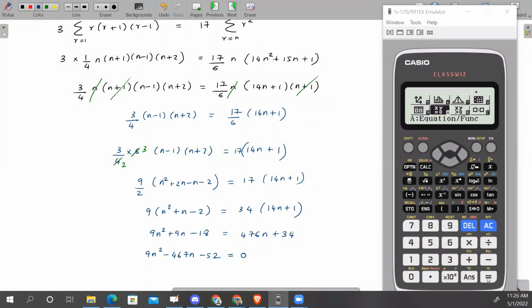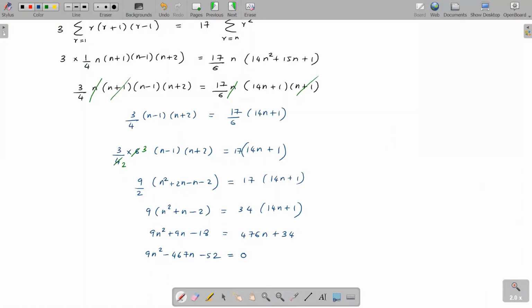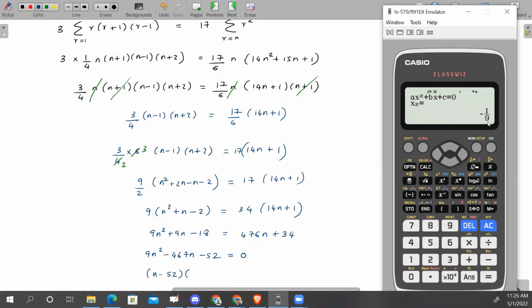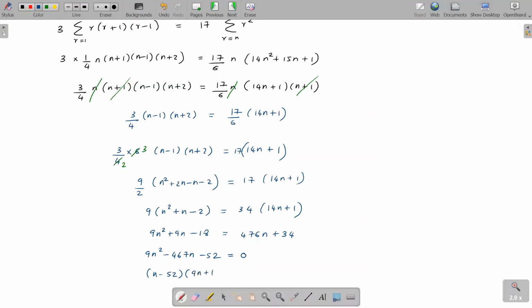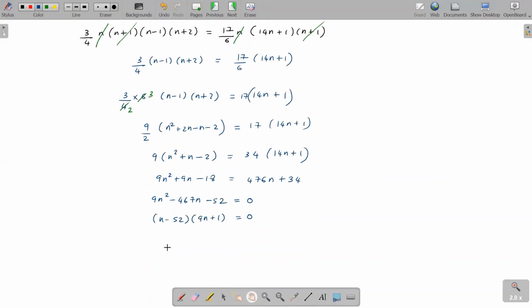Okay, so let's factorize now. So degree 2, a is 9x square minus 467 minus 52. So I get the first answer, x is 52 or n is 52. The other one, so n minus 52. And the other answer, n equals minus 1 over 9. So 9n plus 1. So we get here n equals 52 or n equals minus 1 over 9. So you know this is not possible. Yeah, n is supposed to be a positive integer. So n value should be 52.